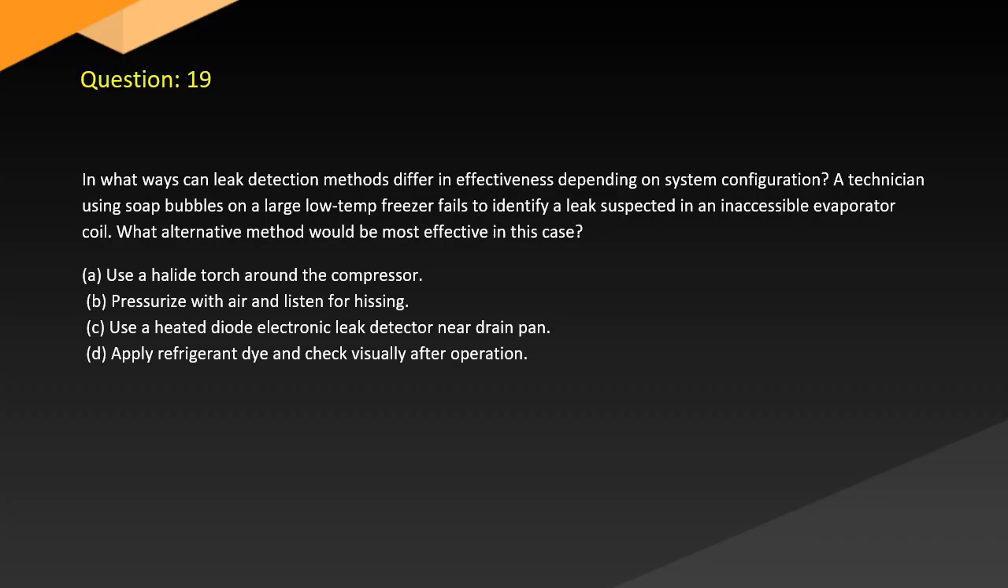Question 19. In what ways can leak detection methods differ in effectiveness depending on system configuration? A technician using soap bubbles on a large low-temp freezer fails to identify a leak suspected in an inaccessible evaporator coil. What alternative method would be most effective in this case? A. Use a halide torch around the compressor. B. Pressurize with air and listen for hissing. C. Use a heated diode electronic leak detector near drain pan. D. Apply refrigerant dye and check visually after operation.